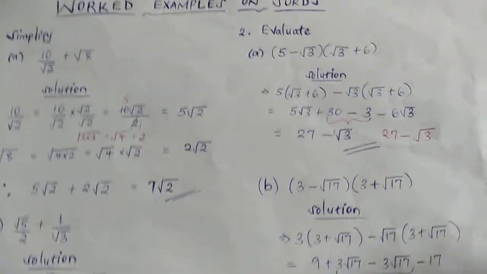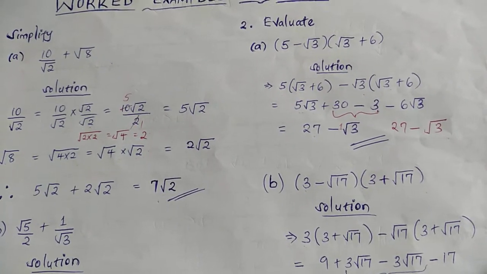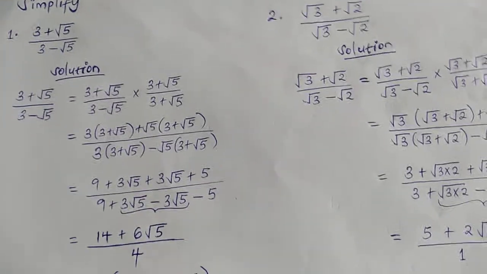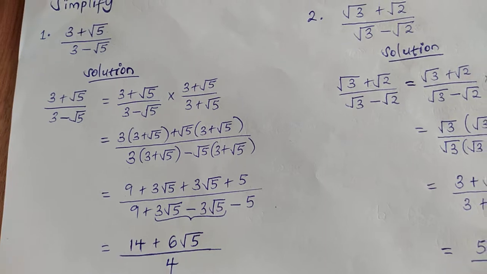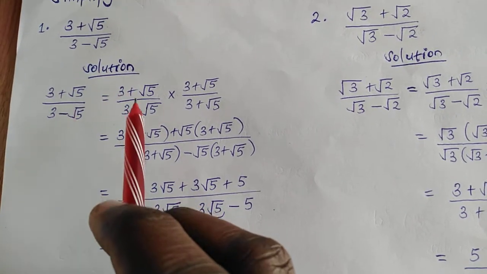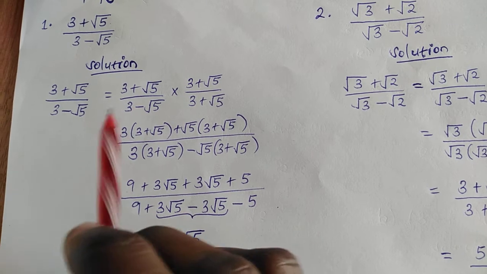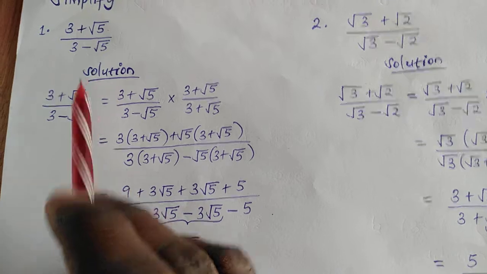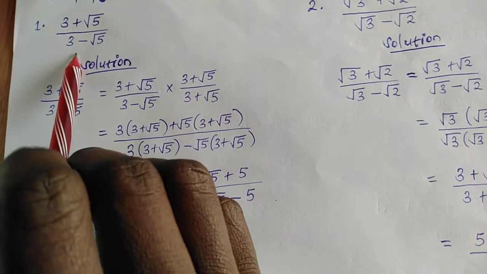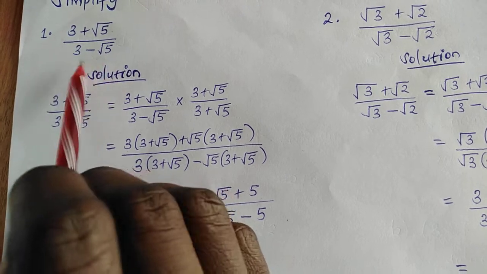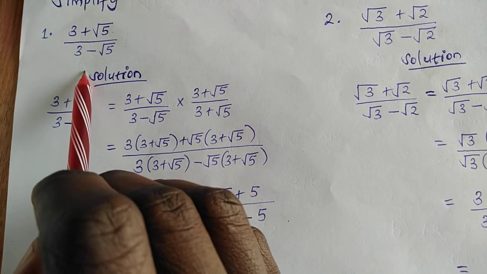Let's look at a more complex example. Asked to simplify question number 1 here, that if you're given 3 plus root 5 over 3 minus root 5, how would you go about this? You look at the denominator. The denominator has a root, and we have to get rid of the root in the denominator.